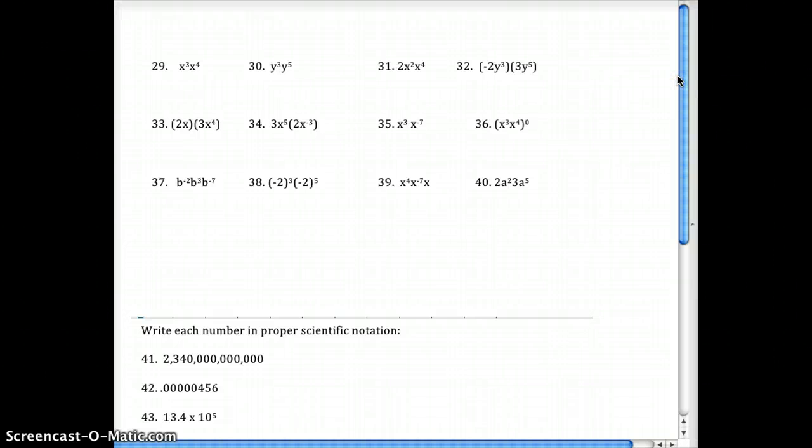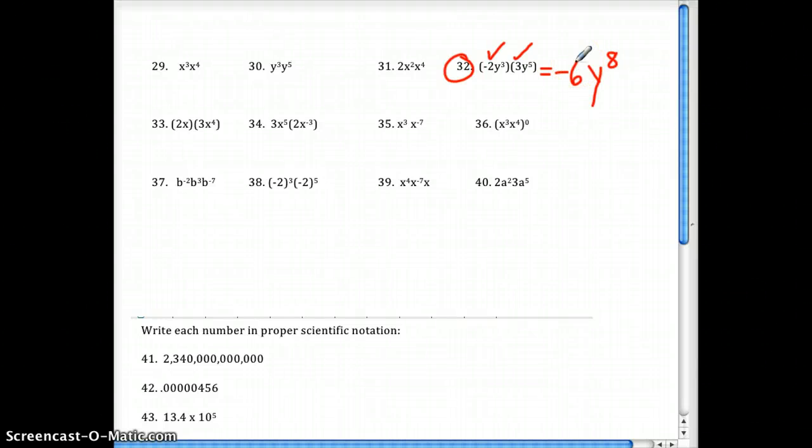We also have the property that says when you multiply, you add the exponents. Let's go take a look at number 32. Y to the 3rd times y to the 5th would be y to the 3 plus 5, which is 8. I did see a couple of you adding these up in class. That's -2y to the 3rd times 3y to the 5th. So that's really a -2 times a 3, which should give you a -6.